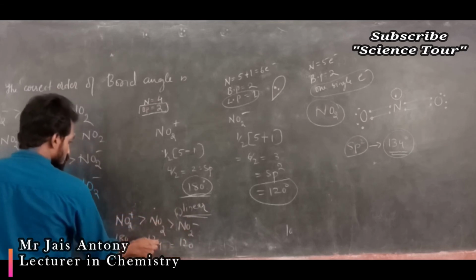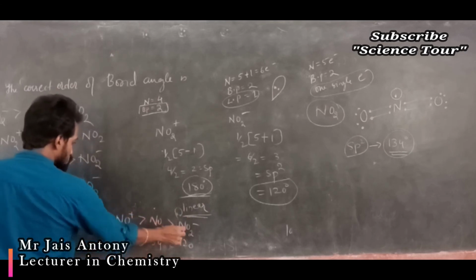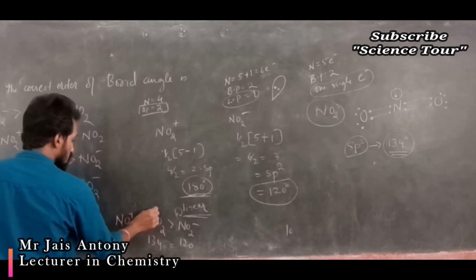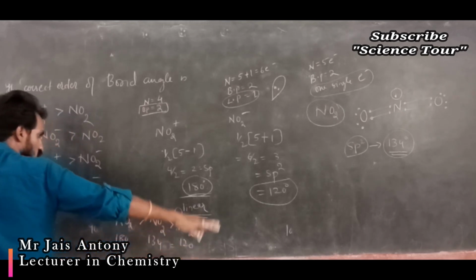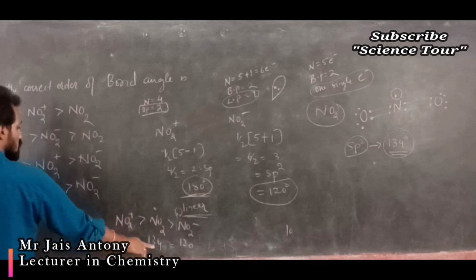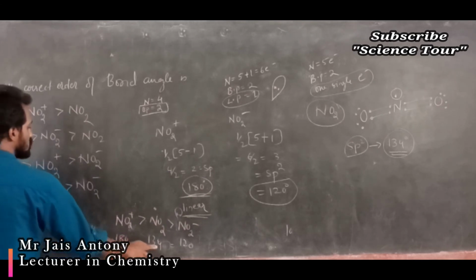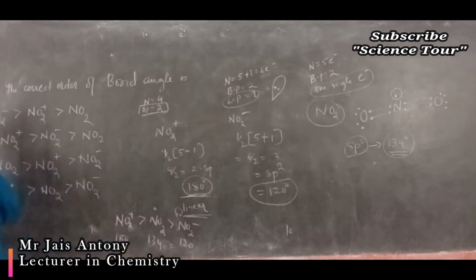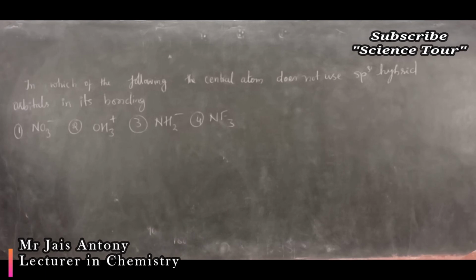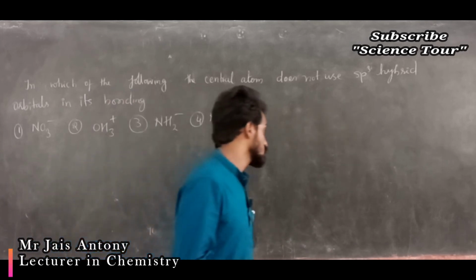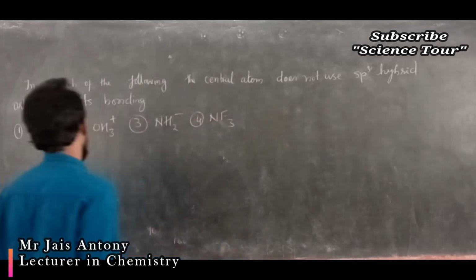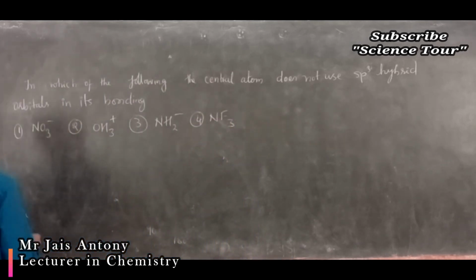So 1 lone pair means bond angle is less. Even though the hybridization is the same, sp2, only 1 electron is there, so repulsion is less, so bond angle increases. 180, 134, 120. So which order is correct, my dear students? In which of the following does the central atom not use sp3 hybridized orbitals in its bonding? You have to find out the hybridization, my dear students.